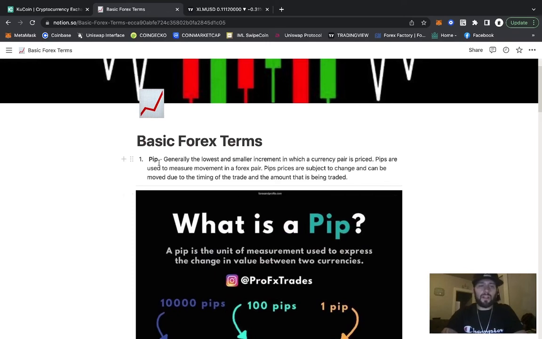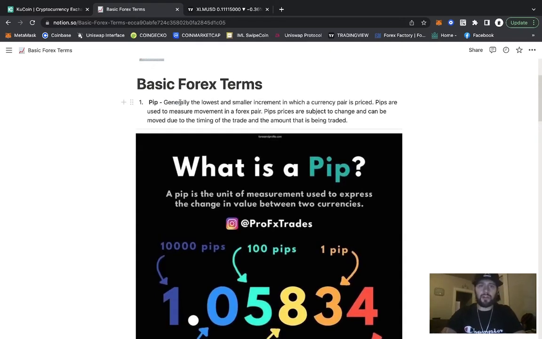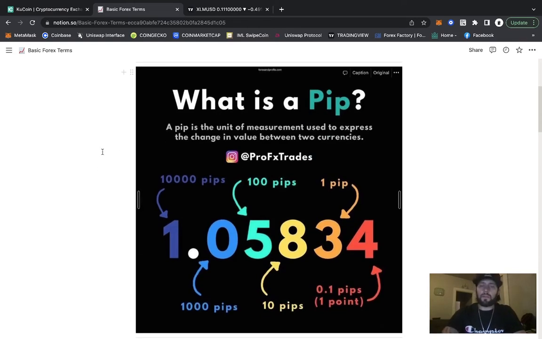The number one thing on my list right here, none of these things are in an order of importance. It's just how they landed on the list. But number one is pip, and I'll read this right here. It says, generally the lowest and smallest increment in which a currency pair is priced. Pips are used to measure movement in a Forex pair. That's all it is. Pips are just measuring how far your pair is moving. Pip prices are subject to change and can be moved due to the timing of the trade and the amount that is being traded.